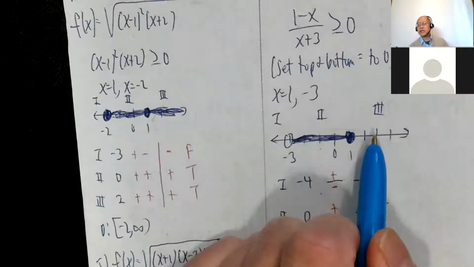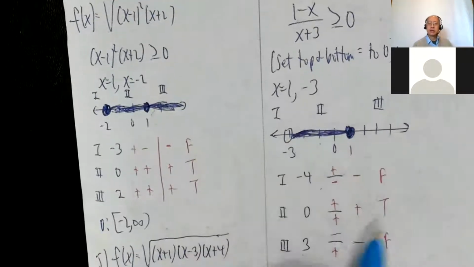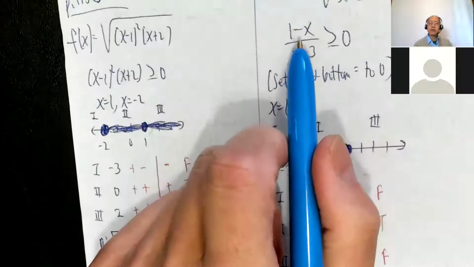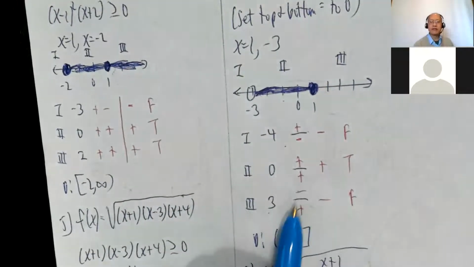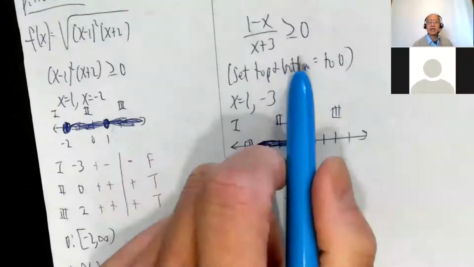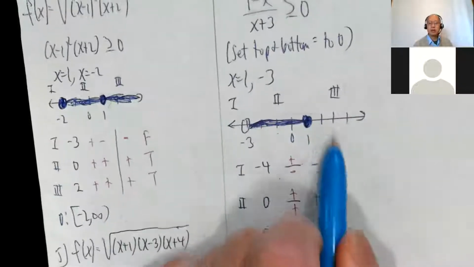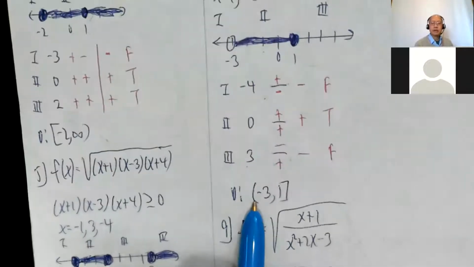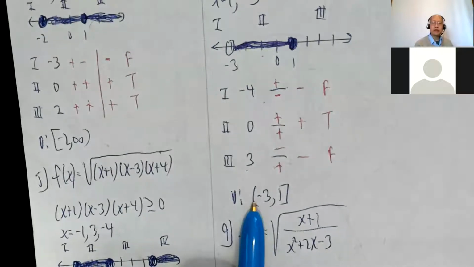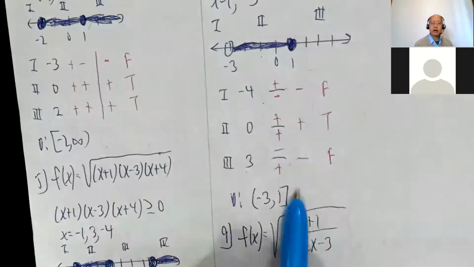And it looks like in the final analysis, we did not shade in region 3, so let's see why. So I plug in 3. 1 minus 3, -2, negative. 3 plus 3, positive. So I have a negative divided by positive, which is negative. Is a negative greater than or equal to 0? No, that's false. So I don't shade in region 3. So I just have this, which is parenthesis, -3, comma 1 bracket. And that's my domain. Means do not include -3, include 1, and then everything in between.